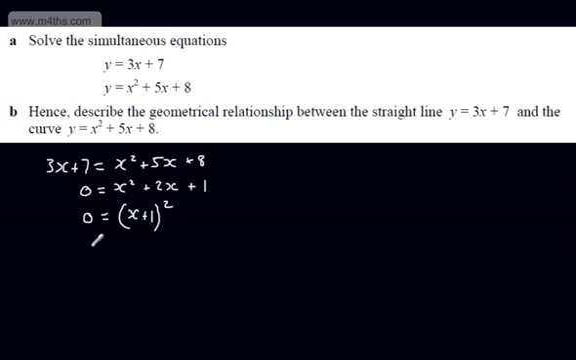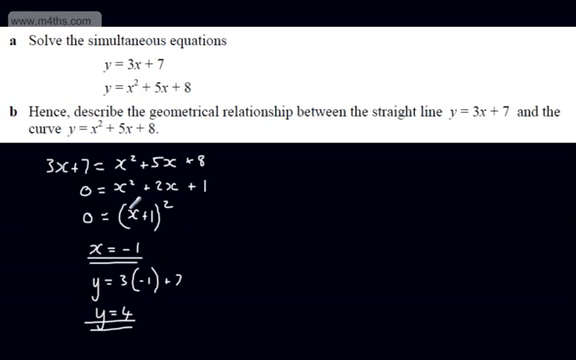So this gives me now that if x plus 1 is equal to 0, then x will be equal to minus 1. And then all we do is sub it in for y, so we can say y is going to be equal to 3 lots of minus 1 plus 7, so we have y is equal to 4. So we've got now x is minus 1, and y is going to be equal to positive 4.